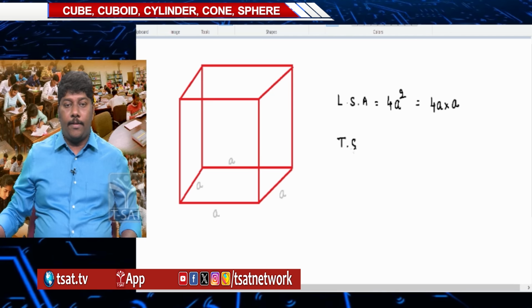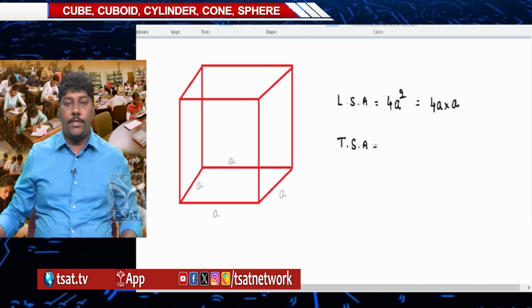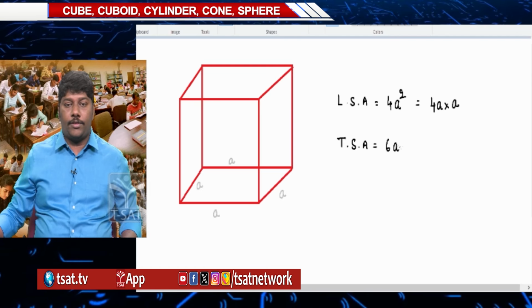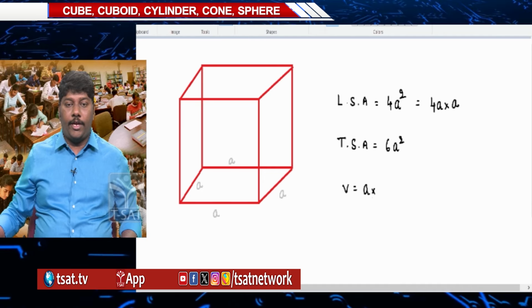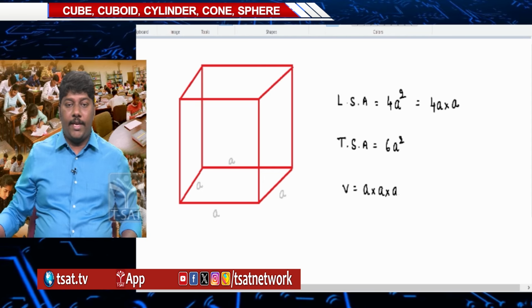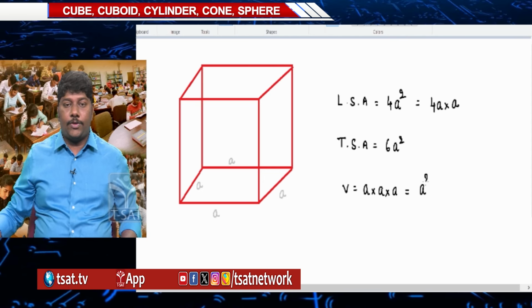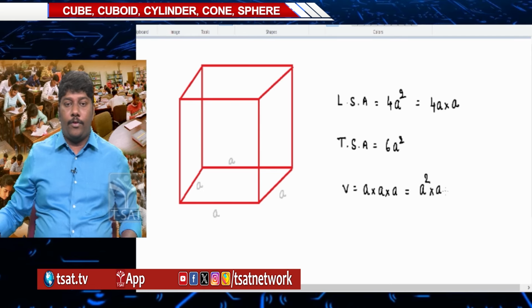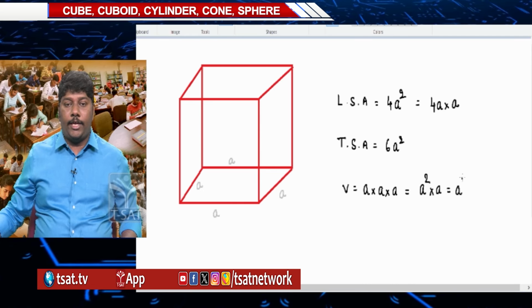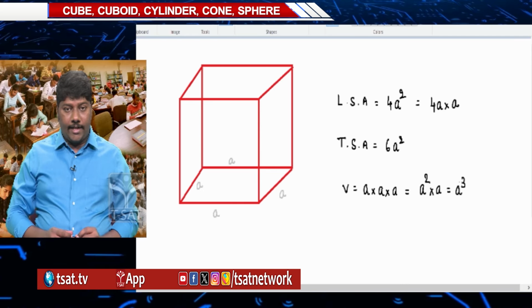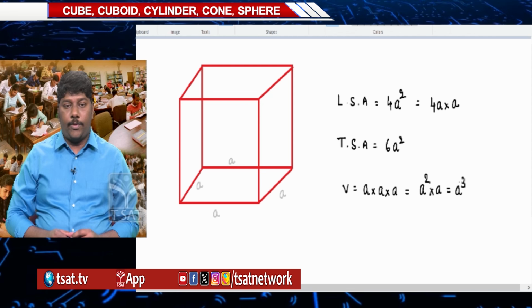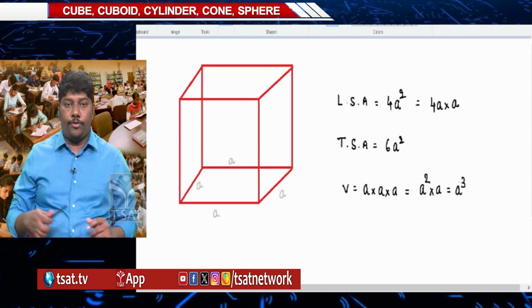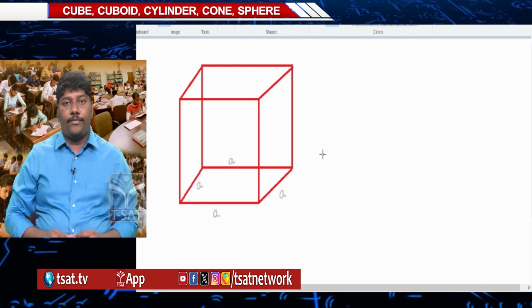Total surface area is all 6 squares, therefore 6 into a square. When it comes to volume, it is length into breadth into height, a into a into a, or else base area into height. Base area is a square, height is a, therefore the volume of a cube is a cube. So, the lateral surface area is 4a square, the total surface area is 6a square, and the volume of a cube is a cube. Now, look at the diagonal of the cube.